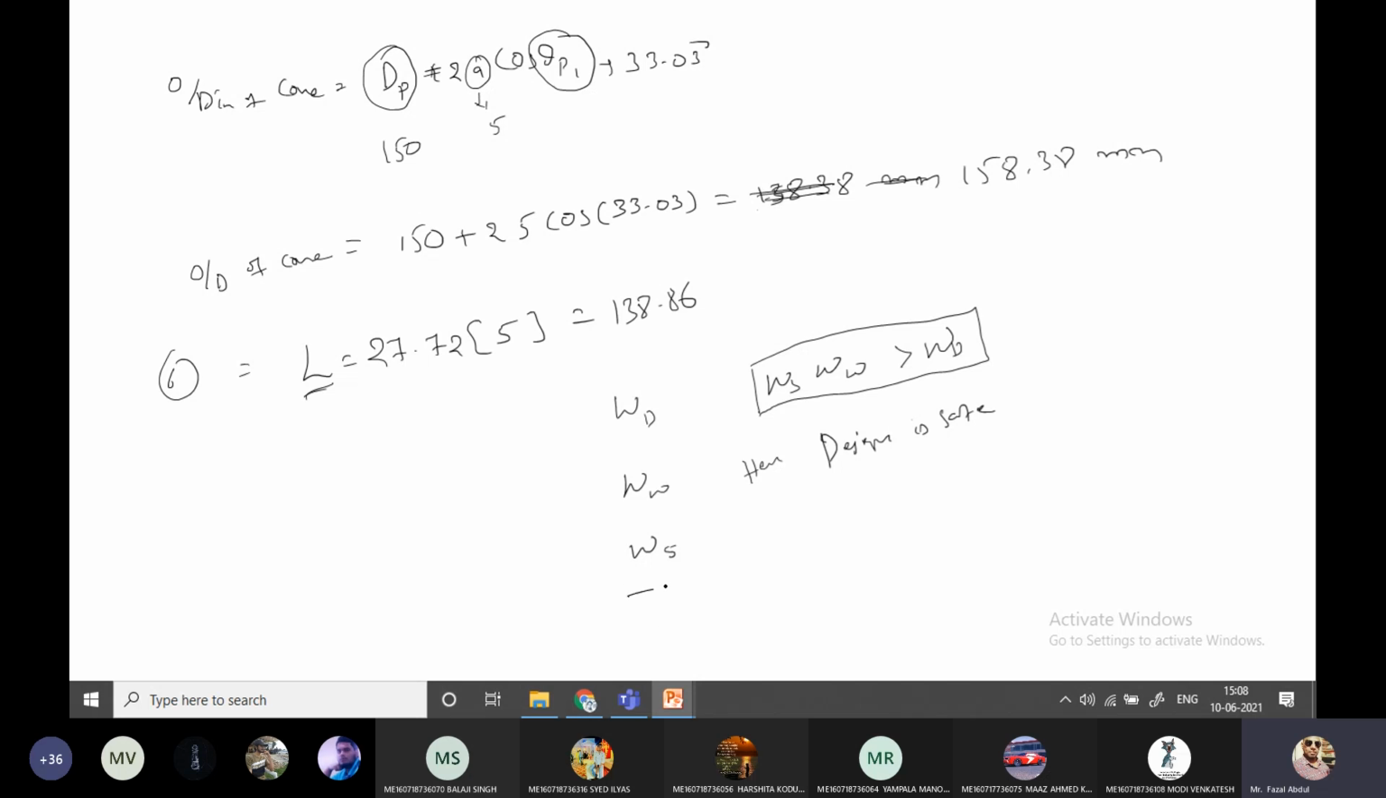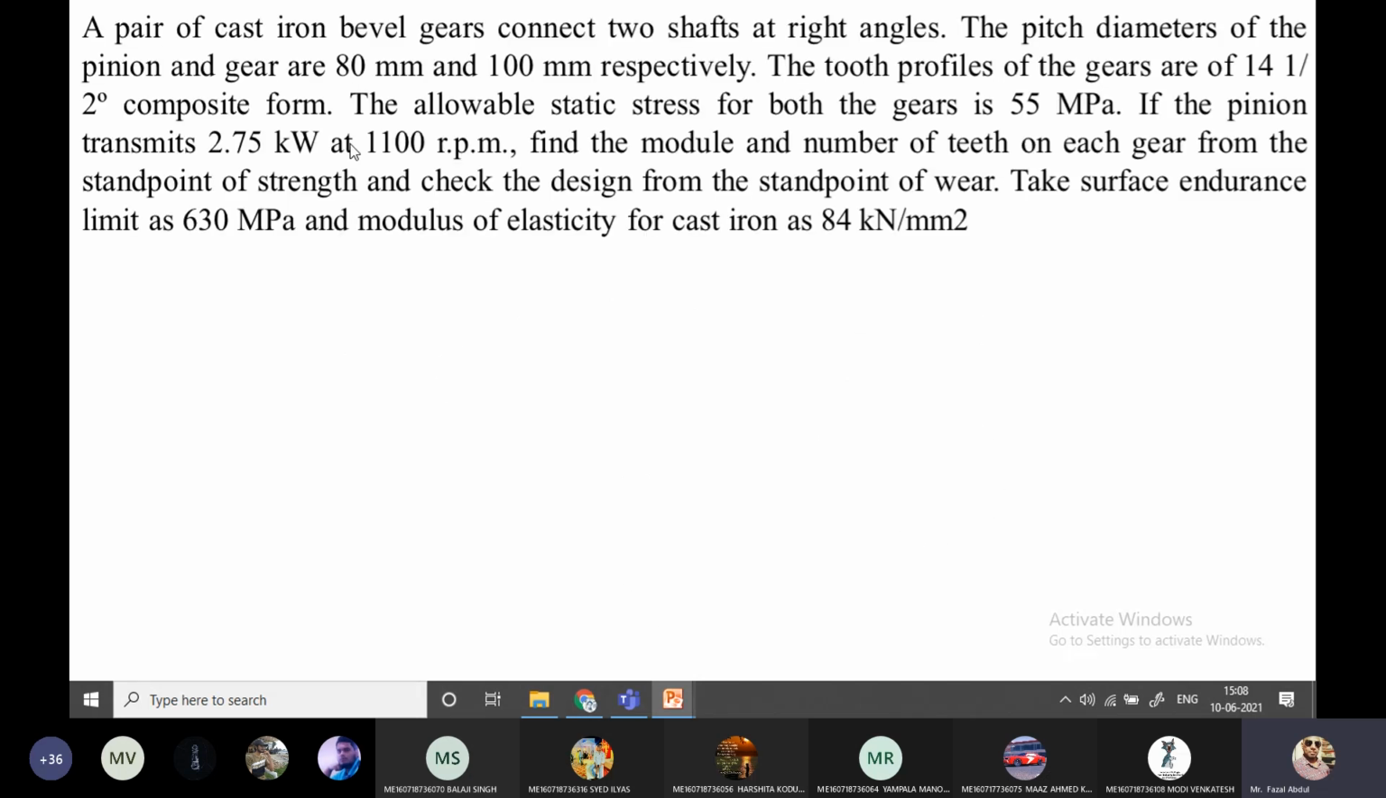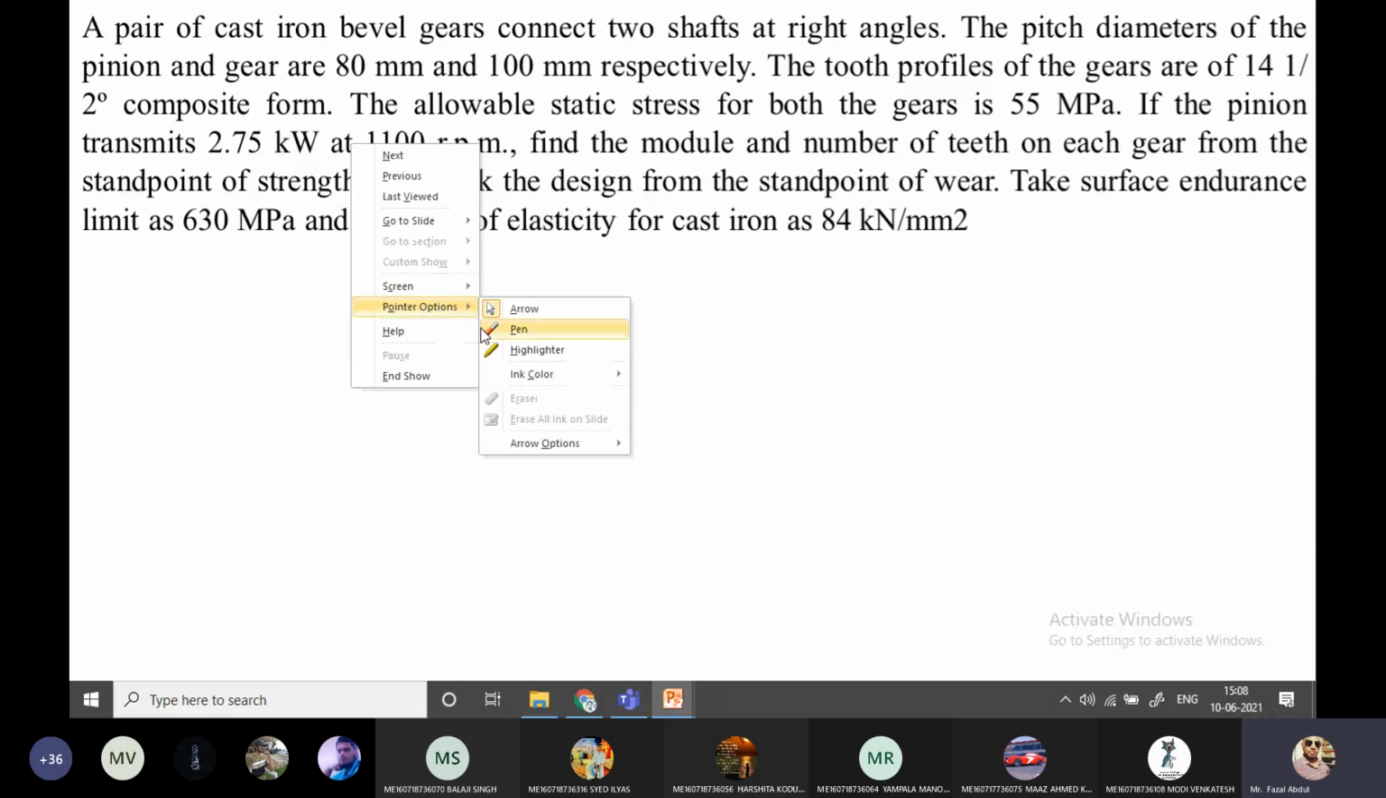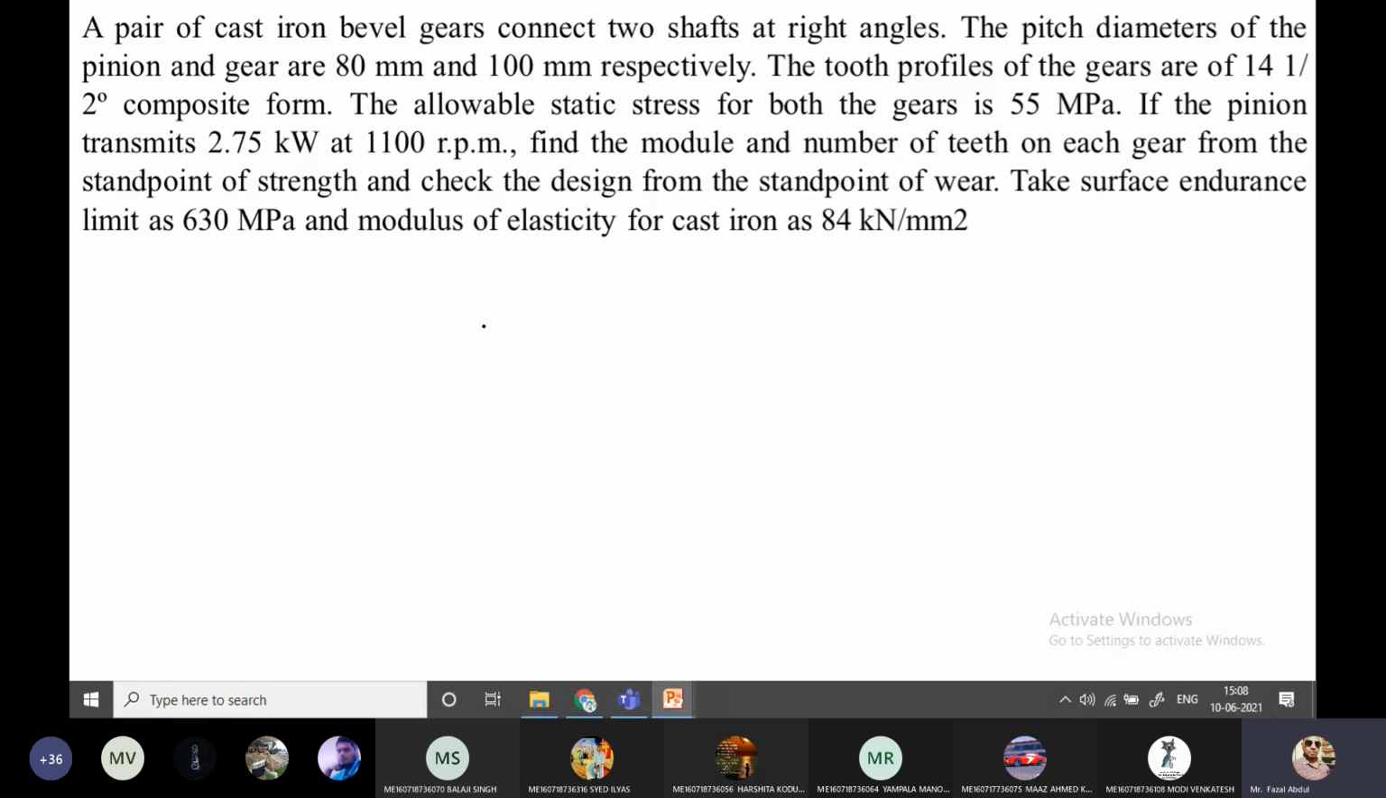Okay, now if you go to the next problem, see here. A pair of cast iron bevel gears connected to two shafts at right angles. So first I am writing the given data.